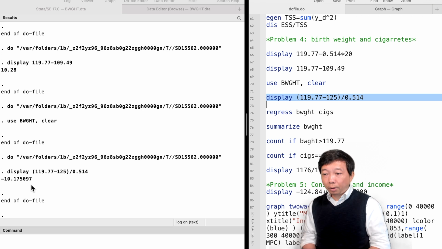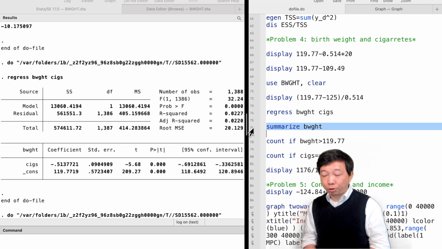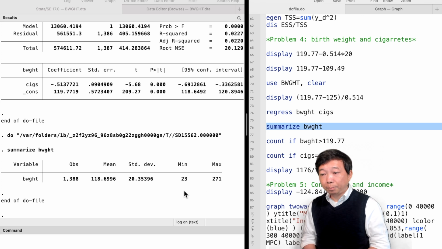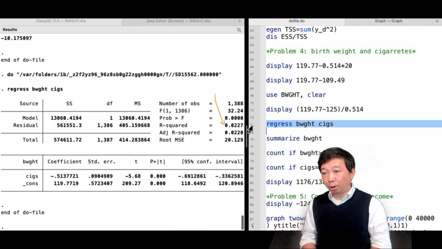Moreover, when we look at the simple regression model and the fitted equation, we find that the highest birth weight we can estimate from the equation is 119.77 ounces when the cigarette is 0. However, in the sample, 697 out of 1,388 observations have birth weights higher than that. The simple regression model cannot fit the data well. We can also see it from an extremely low R-squared of 0.02.